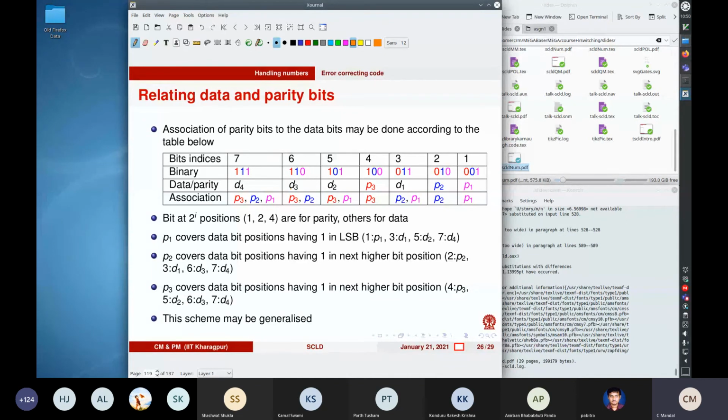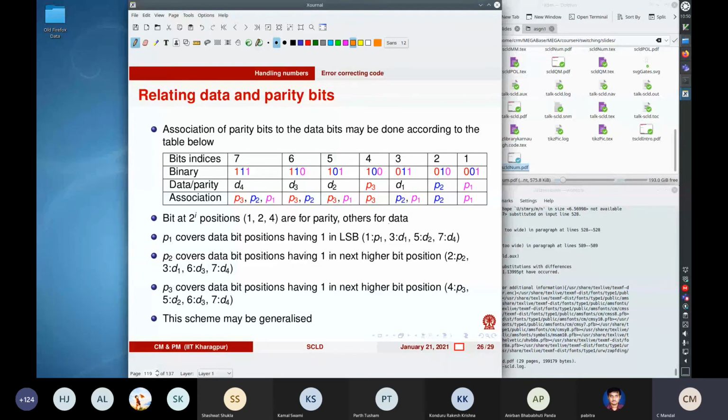So these data bits, as you can see, are affecting only 2 parity bits, and D4 is affecting all the 3 parity bits, and the parity bits are affecting only themselves. So if these parity bits are in error, they only affect themselves. So what you can see is that bits at 2 to the power i positions, that is 1, 2 and 4, are for parity, and the others are for data.